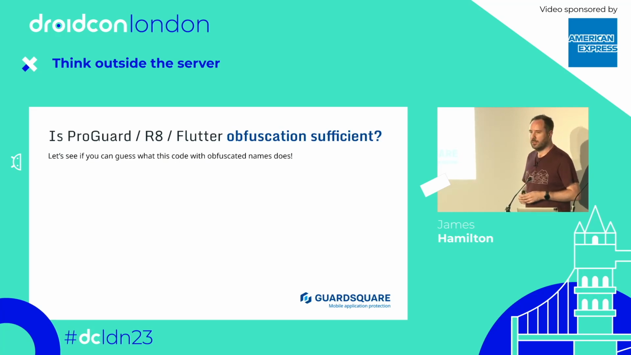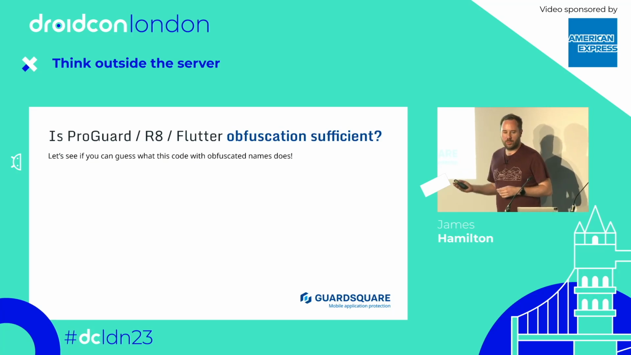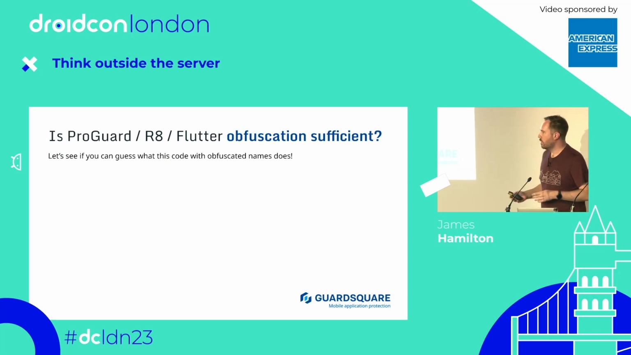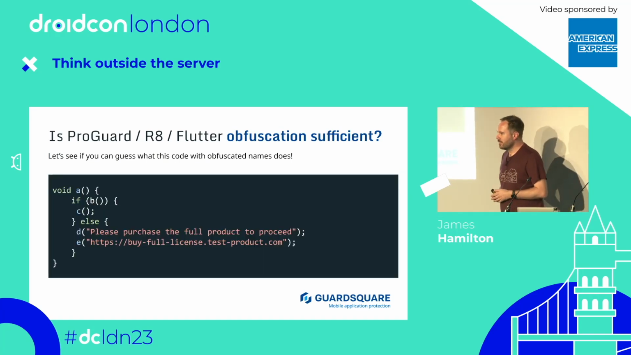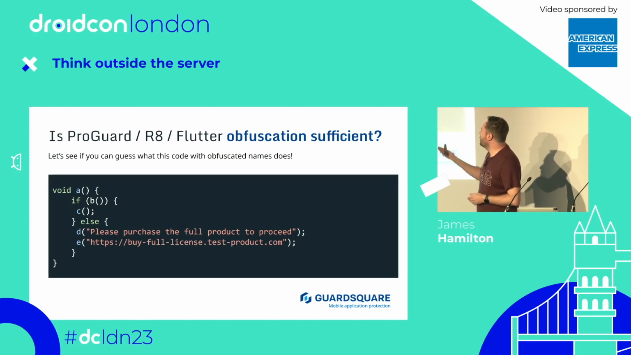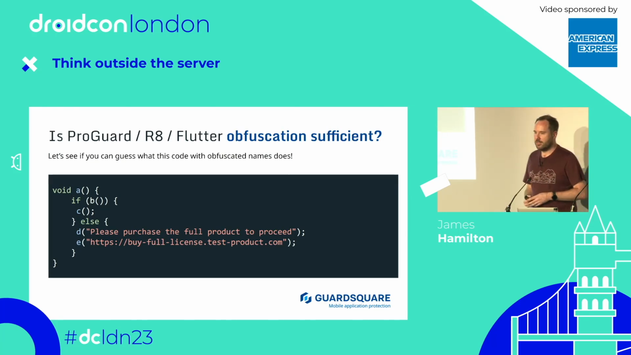So I'm going to show you a bit of code, and it's maybe a difficult question. I want you to think really hard about what this bit of obfuscated code does. This is the kind of thing that you would get from ProGuard R8 or the default Flutter obfuscation. So what do you think that this code does? We see we've renamed all of the methods, but did that help?